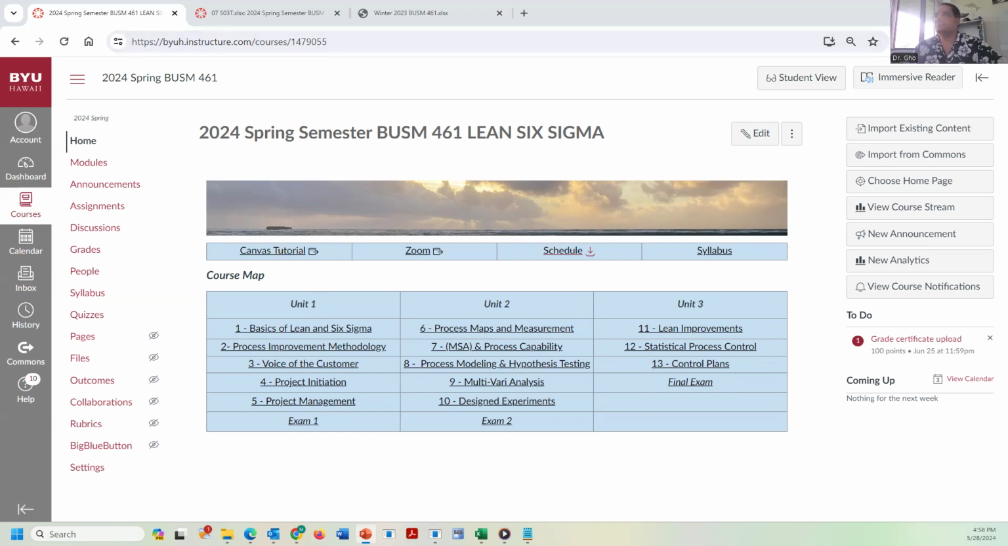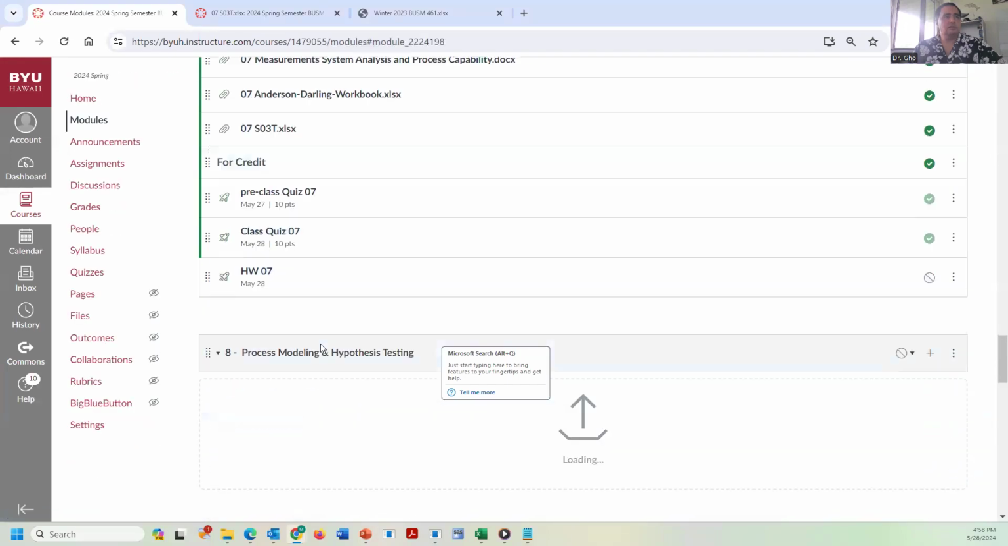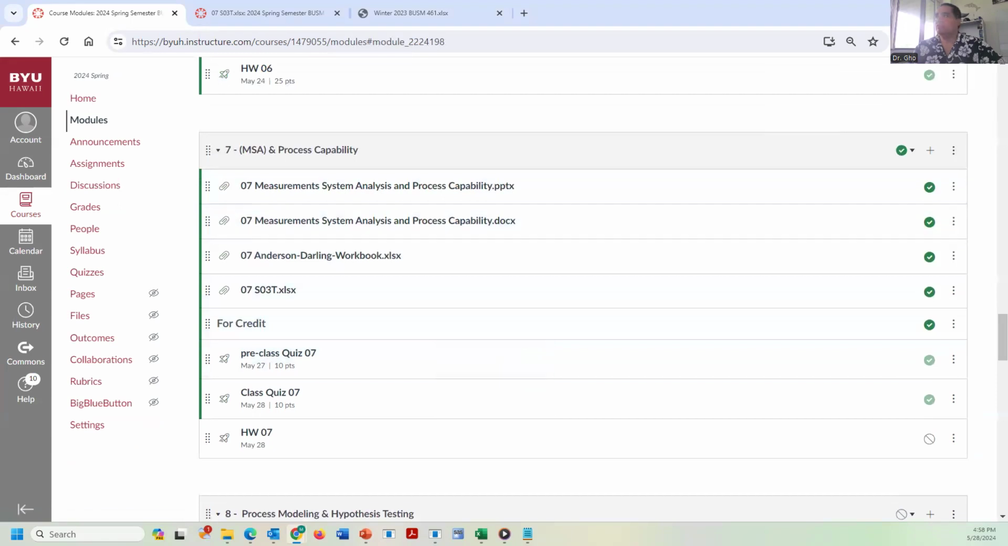If we go to our homepage, there we have this thing right here, this is the module we're in. If I click on this, it'll bring me to number 7. What I'm looking for is the data, which is right here. And then we also want the Anderson-Darling workbook. I think I put the link to whoever created it. I really like it. It already has all the stuff we need.